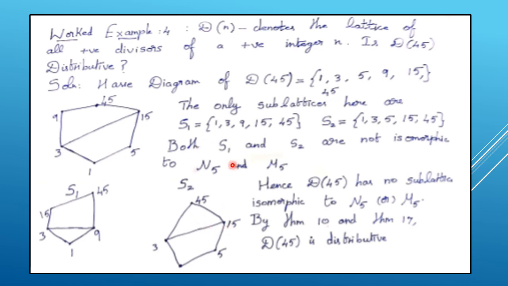Now we can note that both S1 and S2 are not isomorphic to N5 and M5, where N5 is the pentagon lattice and M5 is the diamond lattice. So there are two theorems which say that if there are no sublattices isomorphic to N5 and M5, then the lattice is distributive. So using that, we can conclude that D of 45 is distributive.